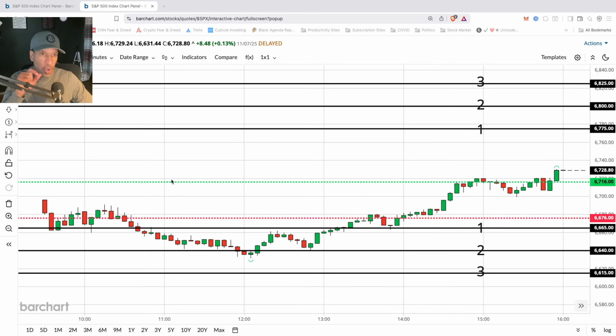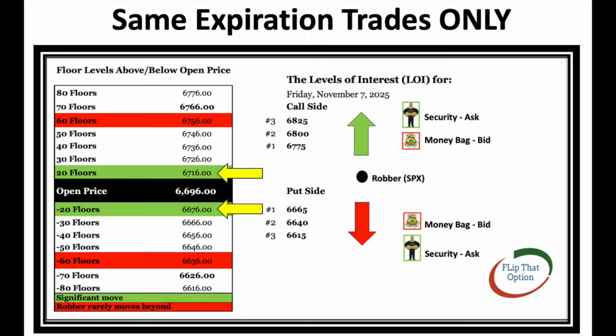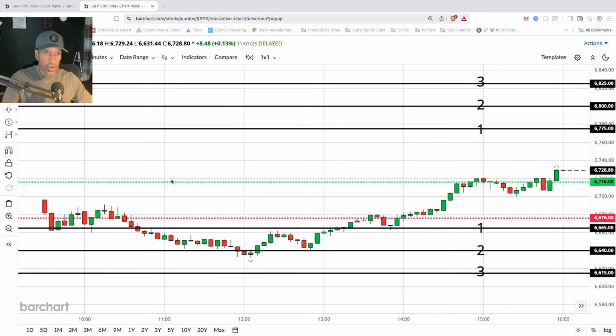Now, for those who have been following me for quite some time, you know that I don't look to put on an options trade on the SPX 0 DTE until the SPX's price action has dropped 20 points below the opening price or has risen 20 points above the opening price. Because from my experience, that 20-point move above or below the opening price is a significant move.